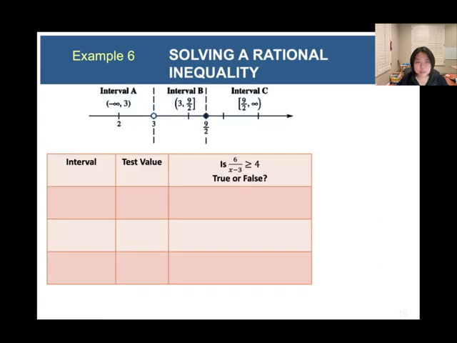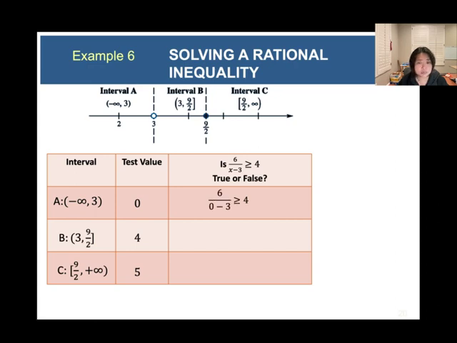Now we're going to make the table here. Write down each interval, and then plug in the test value. So this is from negative infinity to 3, we'll use 0. It's easier. And then we're going to plug into the original rational inequality. Second part, interval B, I'm going to plug in x equals 4. Last one, I will plug in x equals 5. Okay, plug into the original rational inequality.